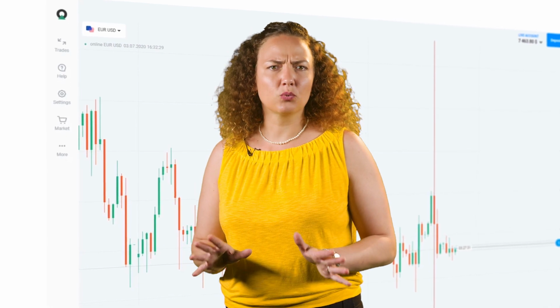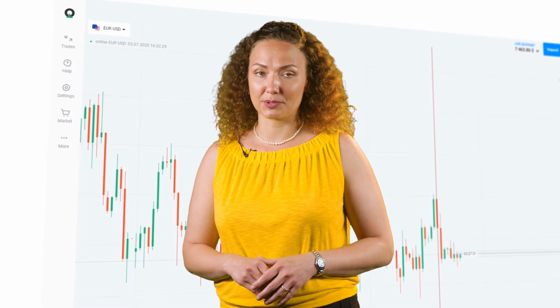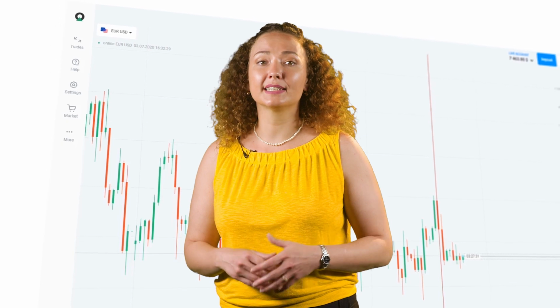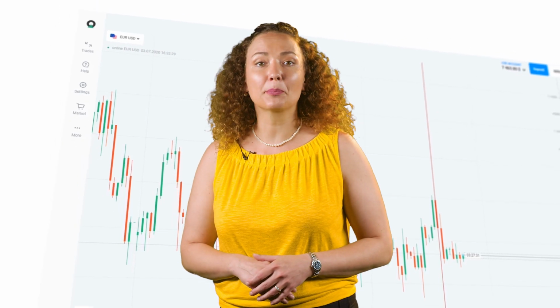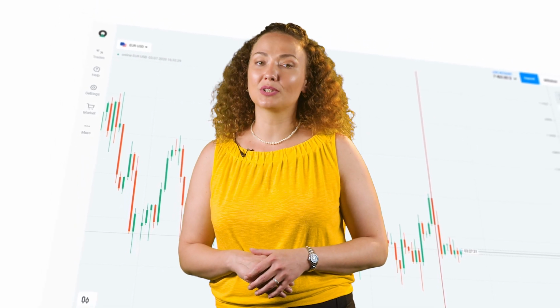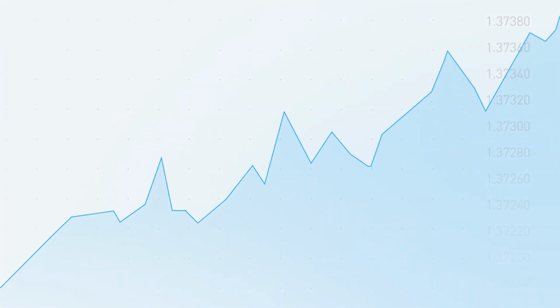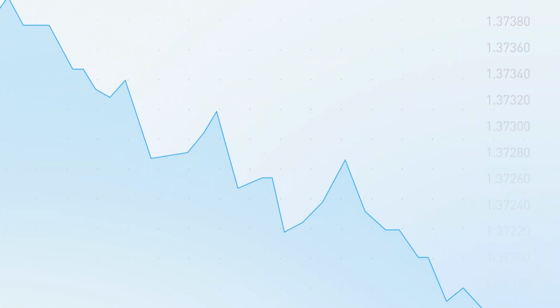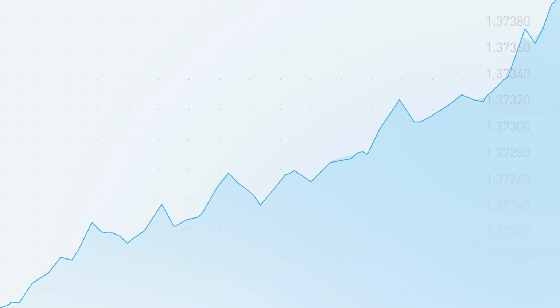There are many different ways to forecast further price movement. One popular method is the study and observation of the previous price movement, which is called technical analysis. What we can do is use a tool, a technical analysis indicator called a trend line. A trend is market movement in a certain direction.